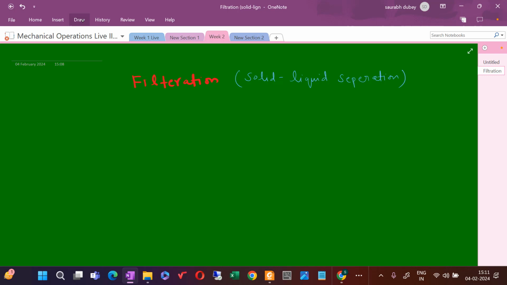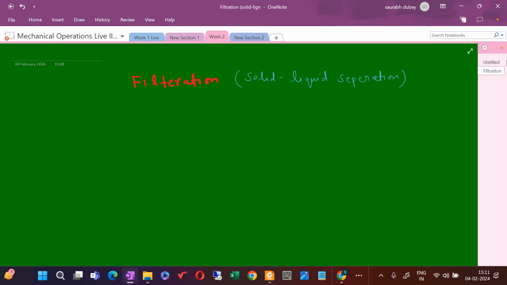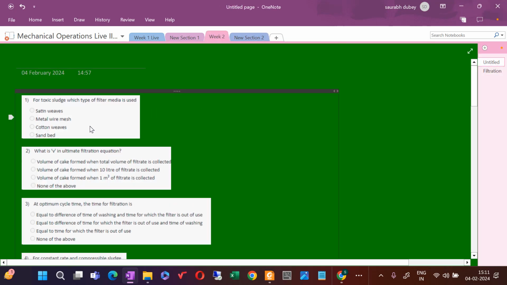So sometimes we will be having different kinds of porous media, like cloths and membranes, which are used in order to carry out the separation via the porous media. So this particular lecture will revolve around these questions.